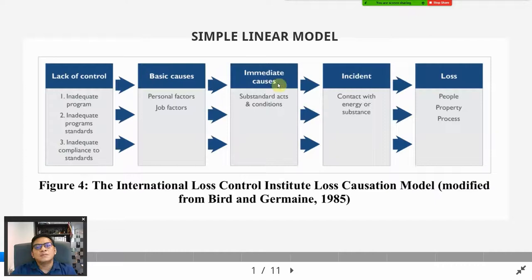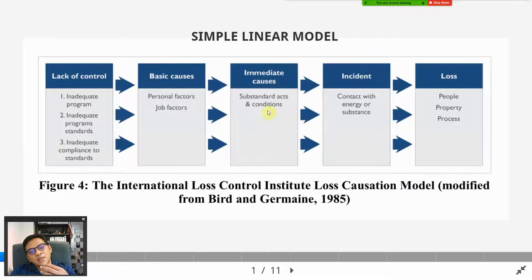What causes the condition to be created that way that contributes to the accident? And again, when we look to the left, whatever happened here in the immediate causes, there are causes, and they are called basic causes. So why do people behave in this way? There will be causes. There are personal factors and there are job factors.